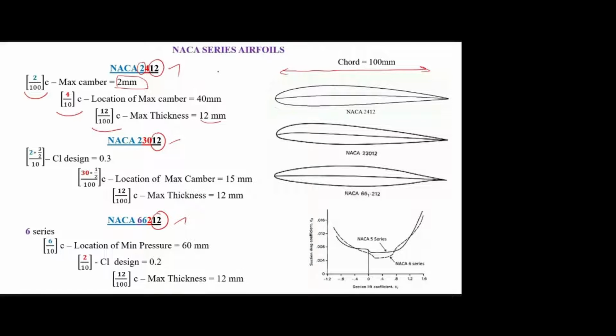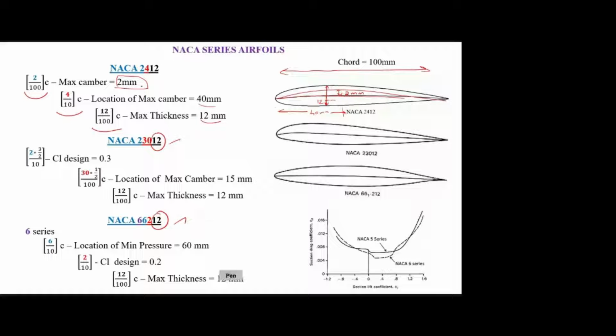Sorry, maximum camber. You know what is meant by camber. This is the mean camber line. Assume this is the chord line, and the distance between those two is the camber. So here they mention the maximum camber is 2 mm. Then the next digit, this 4 divided by 100 into C, shows the location of maximum camber. Here we are getting 40 mm, that means from the leading edge, the maximum camber is located at 40 mm, that is 40% of the chord. Then the maximum thickness is 12 mm. Like that, from these numbers we can get the geometrical parameters of the NACA 4 series airfoil.